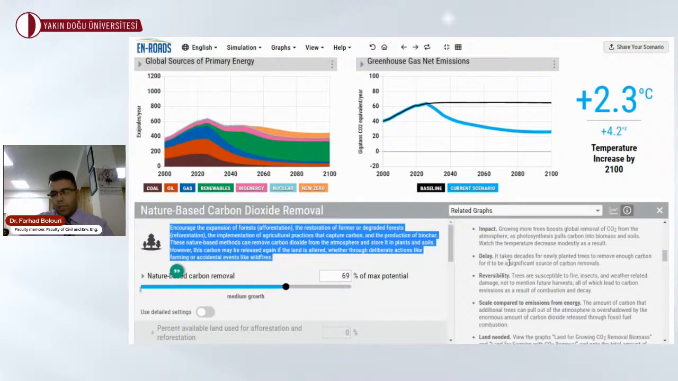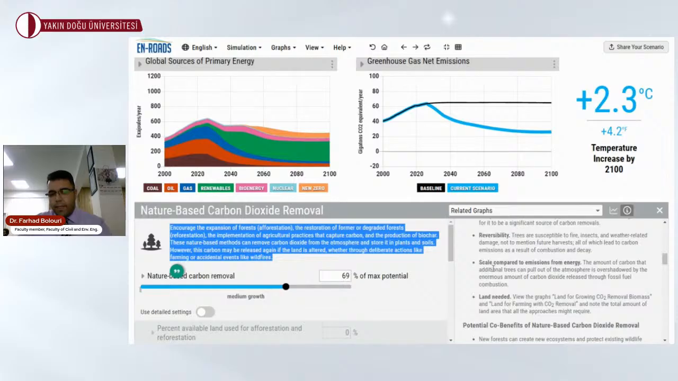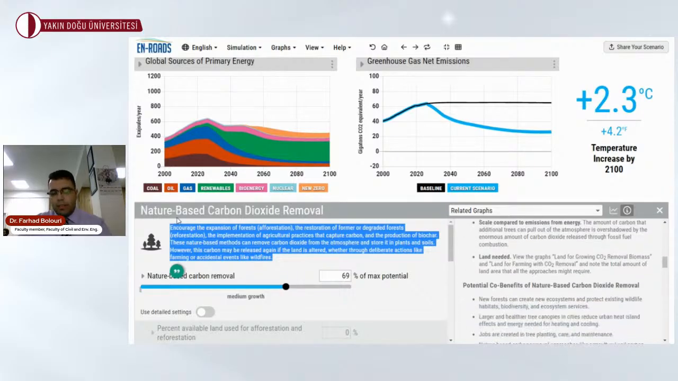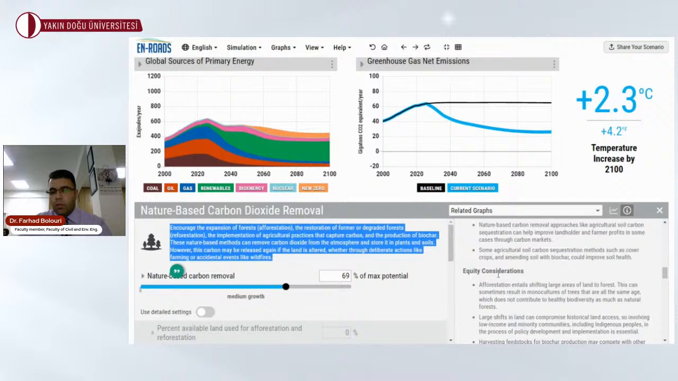You have the dynamics, for example impact and delay. In system dynamics, delay is important; it is the gap between the result and your policy-making time. For example, you do something today, but maybe you will see the result 30 years later. In afforestation, you are planting trees now, but you can see the result 20 years later. Then there is the scale, the land needed, potential co-benefits of this policy, and also equity considerations.